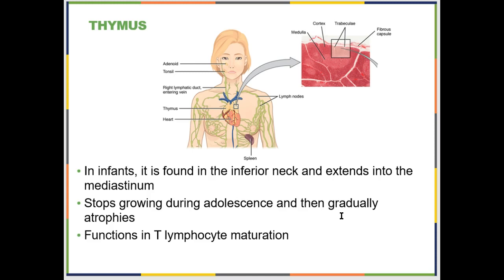The thymus also we're not going to spend a lot of time talking about. It is most prominent in infants. Well, not prominent. It exists in infants, and it grows throughout your early childhood and then starts shrinking in adolescence.